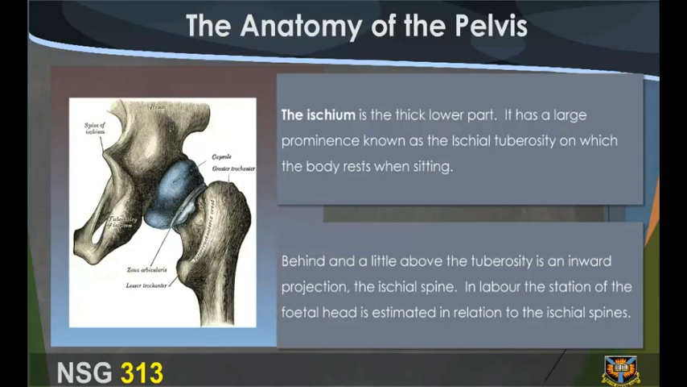The ischium is the thick lower part. It has a large prominence known as the ischial tuberosity, on which the body rests when sitting. Behind and a little above the tuberosity is an inward projection, the ischial spine. In labor, the station of the fetal head is estimated in relation to the ischial spines.